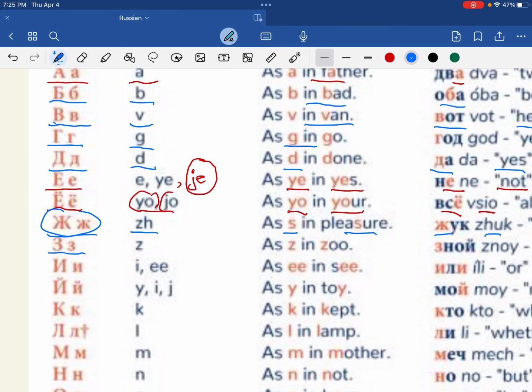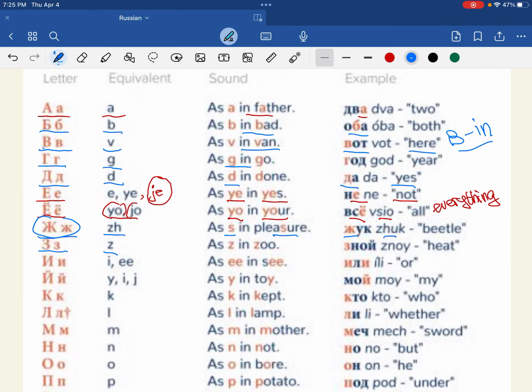The next letter is z. It's a consonant as well. It's pronounced like z, and in English it would be pronounced like z in zoo. In Russian, it would be also pronounced like z in znoi. Or also, if we translate this word zoo into Russian, it would be written like this: zoopark. Znoi means heat.